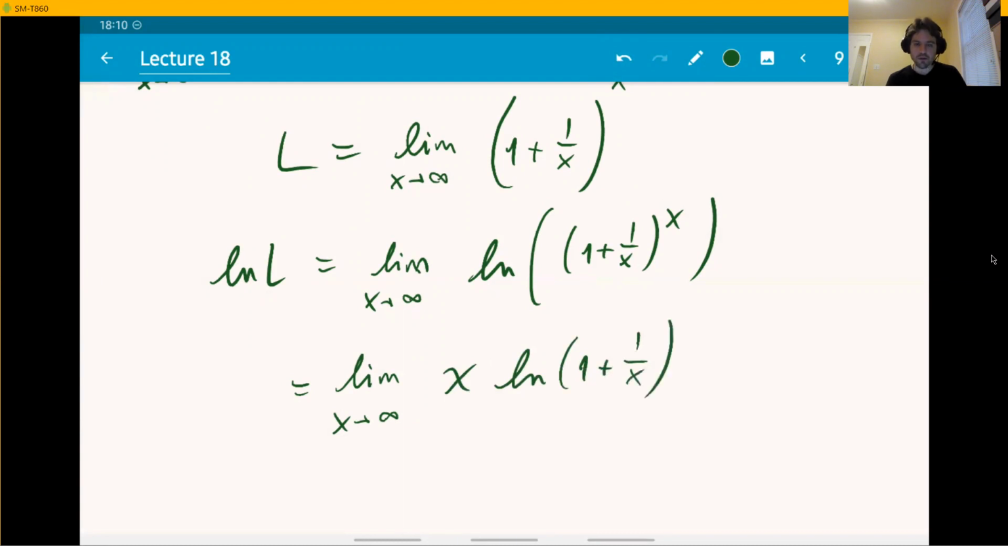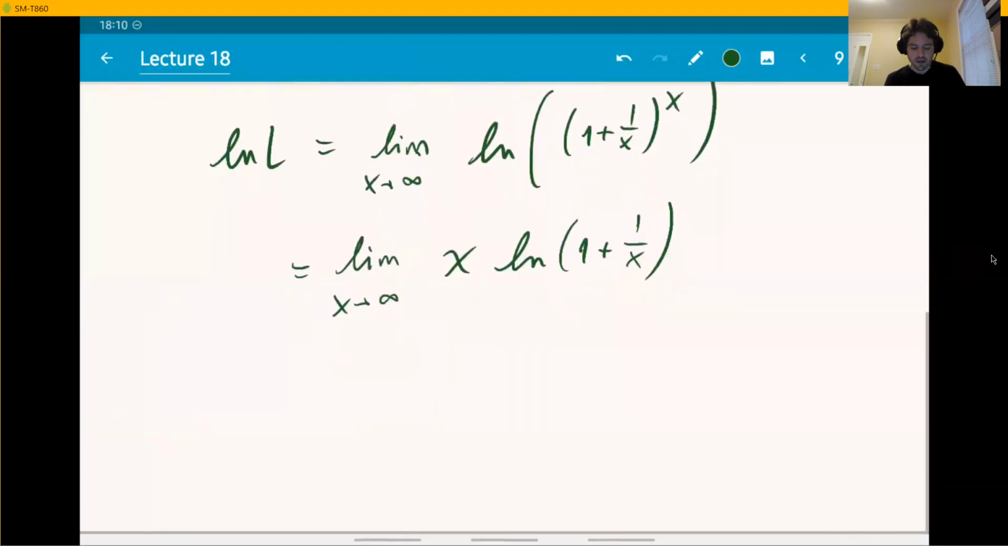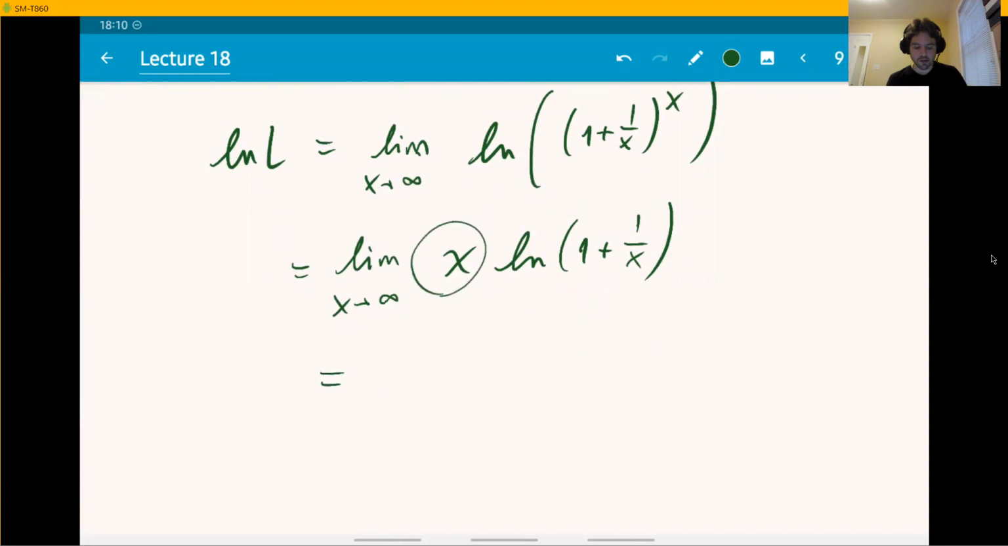And okay, what is this expression now? X is going to infinity. Let's work this out carefully. If x is going to infinity, this x here is infinity. And what is this logarithm? Well, 1 over x is 0 because x is going to infinity. 1 plus 0 is 1. And then ln of 1 is 0. Infinity times 0. This is what we have. Indeterminate.